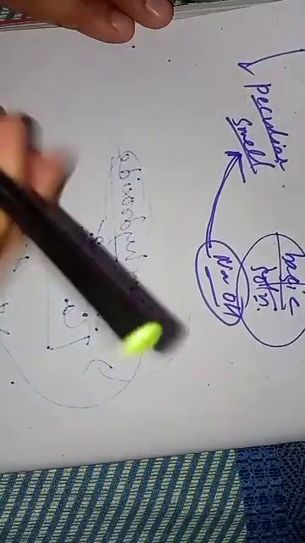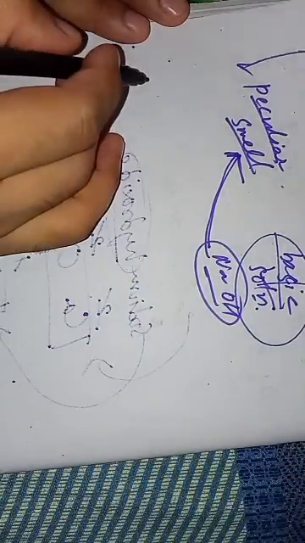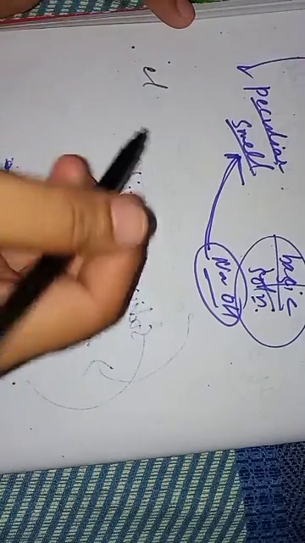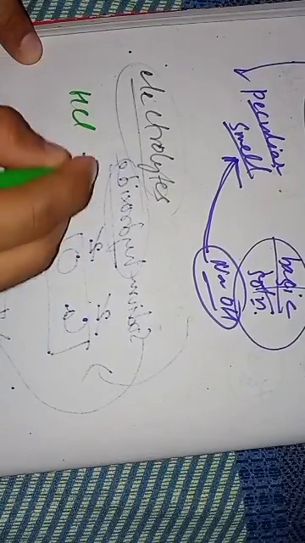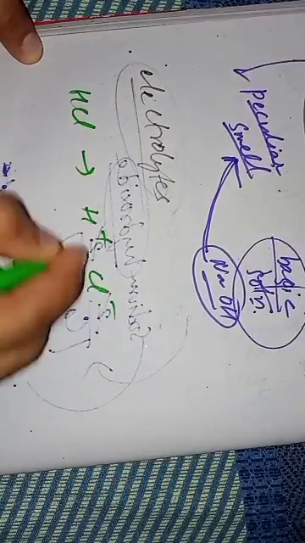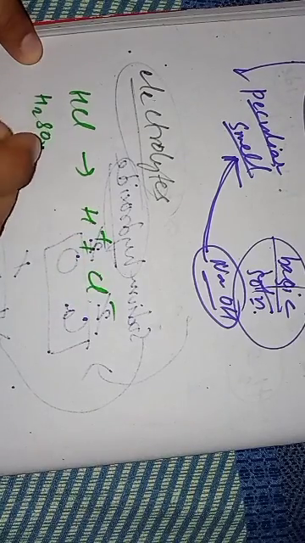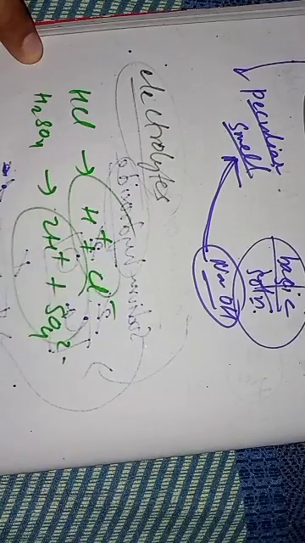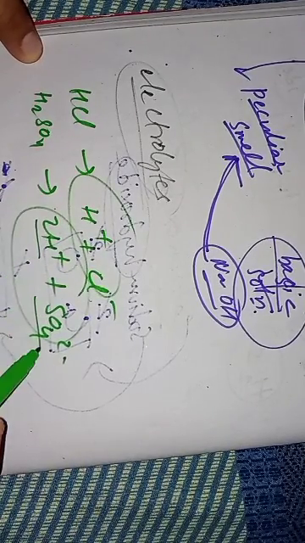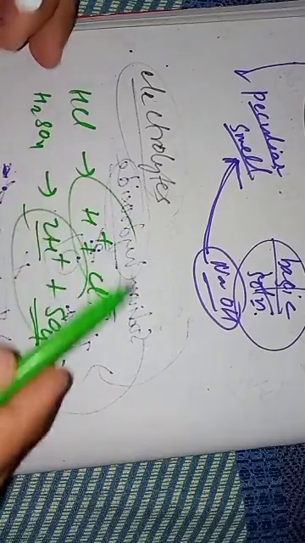Now the last point under the physical properties is that acids are electrolytes and good conductors of electricity. Definitely acids are electrolytes, and you know what electrolytes means. They can be broken into their constituent ions, like HCl can be broken into H+ and Cl-. H2SO4 can be broken into 2H+ and SO4 2-. So they can be broken into their constituent ions, and they can conduct electricity. So they are electrolytes. Hope you understood.